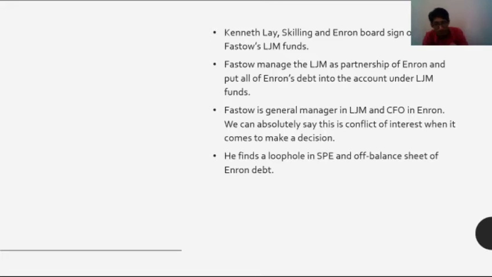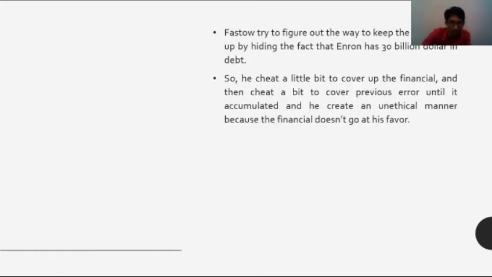He found a loophole in SPE and off balance sheet treatment of Enron's debt. Fastow tried to figure out a way to keep the stock price up by hiding the fact that Enron has $30 billion in debt. So he cheated a little bit to cover up the financials, and then cheated a bit more to cover the previous error until it accumulated. And he created an unethical manner because the financials don't go in his favor.